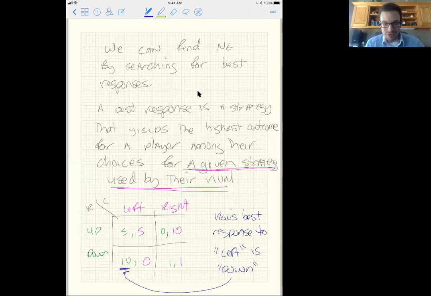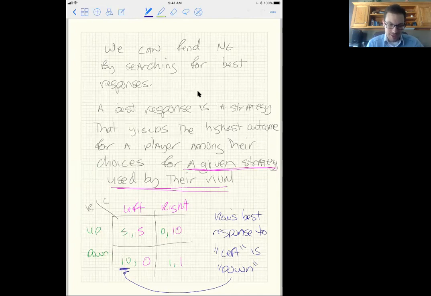Okay, so a best response is a strategy that yields the highest outcome for a player among their choices for a given strategy used by their rival. So for every strategy that my rival has, I have a response. And whichever is going to give me the best payoff is my best response to that rival strategy.